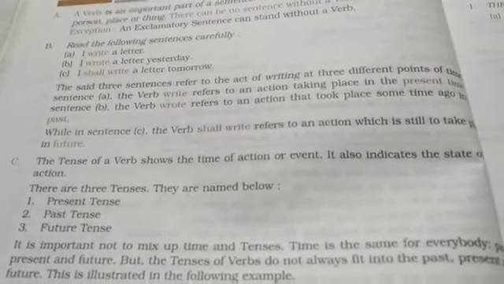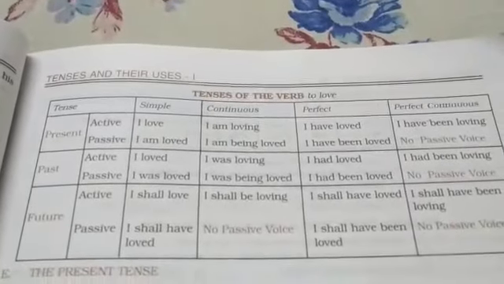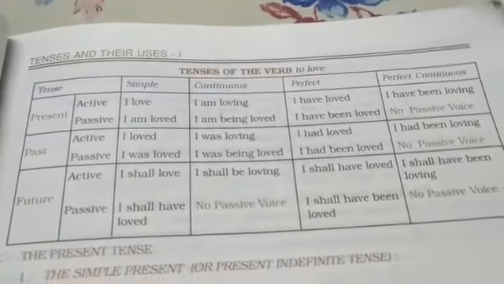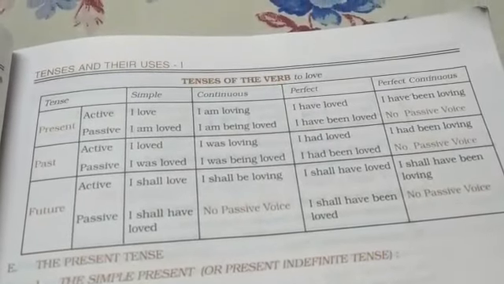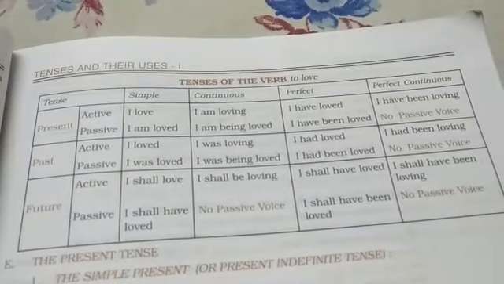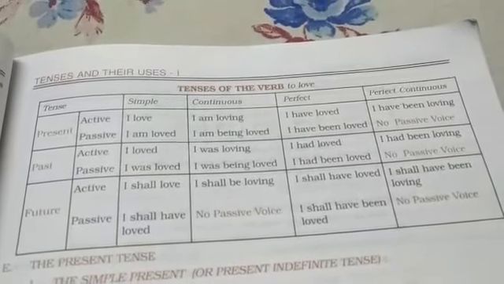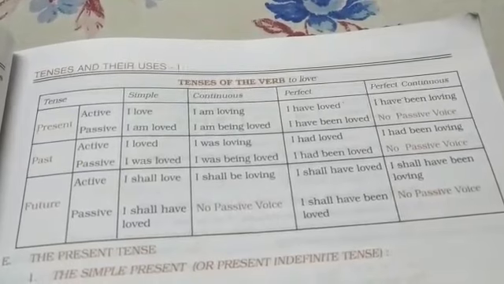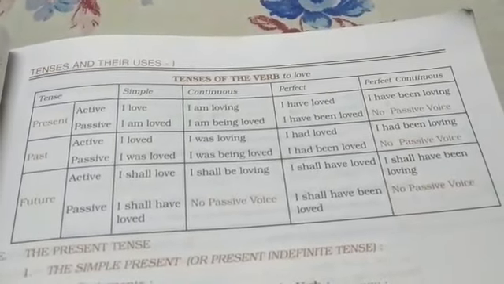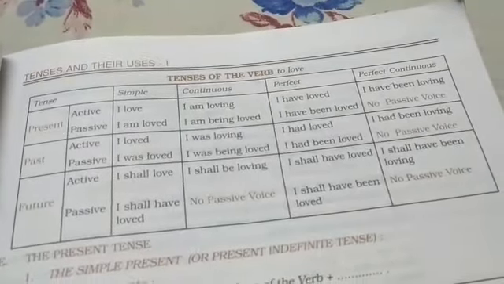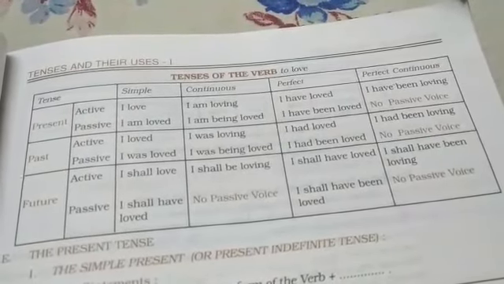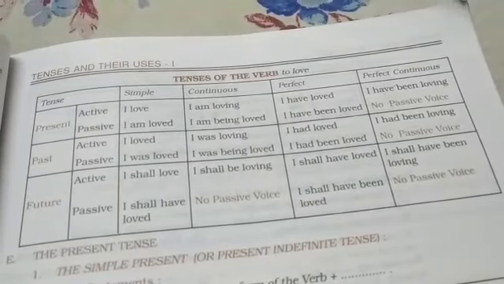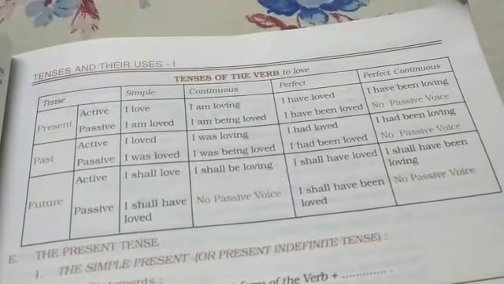Further, I will take you through a chart which will be very helpful for all of you. If you can see this chart, it very clearly talks about the tenses of the verb, and the verb here is to love. So I request all of you to make this chart for your proper understanding of the subject. Here we are going to cover all the tenses: present, past and future.